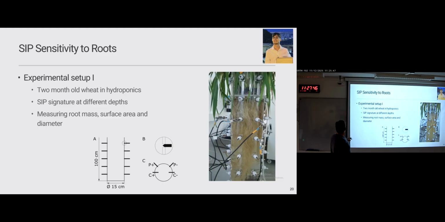What we did in this experiment is to look at the sensitivity of SIP to the presence of root. We grew wheat again. This is 2-month-old wheat in hydroponic solution, and you can see it in our experimental column. We did SIP measurements at different locations along the column. We also measured the root biomass, the surface area, and the diameter. At the end of the experiment, we scanned the root and calculated those properties.